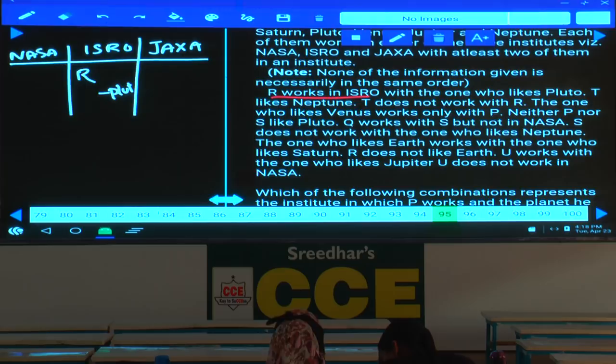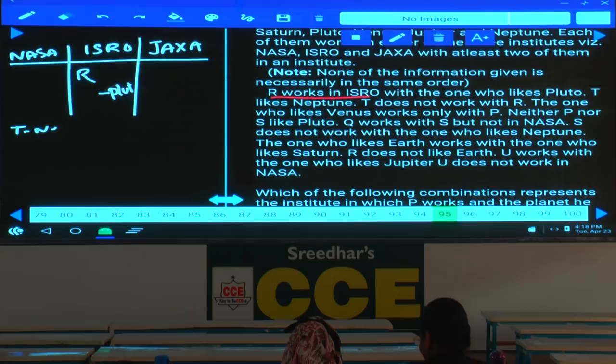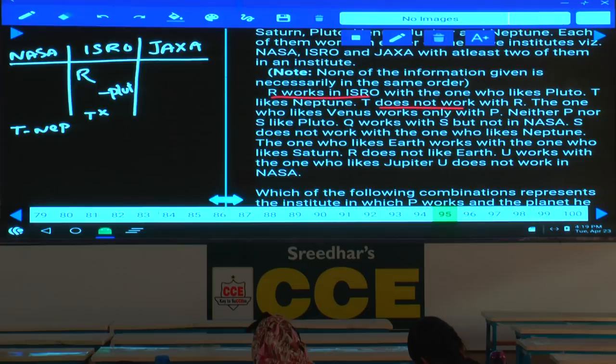Then R and Pluto, and T likes Neptune. Now what happened to this T? T likes Neptune, and T does not work with R. So T cannot work with R, isn't it? T cannot work in ISRO. And T does not work with R. The one who likes Venus works with only... Notice here in this one.